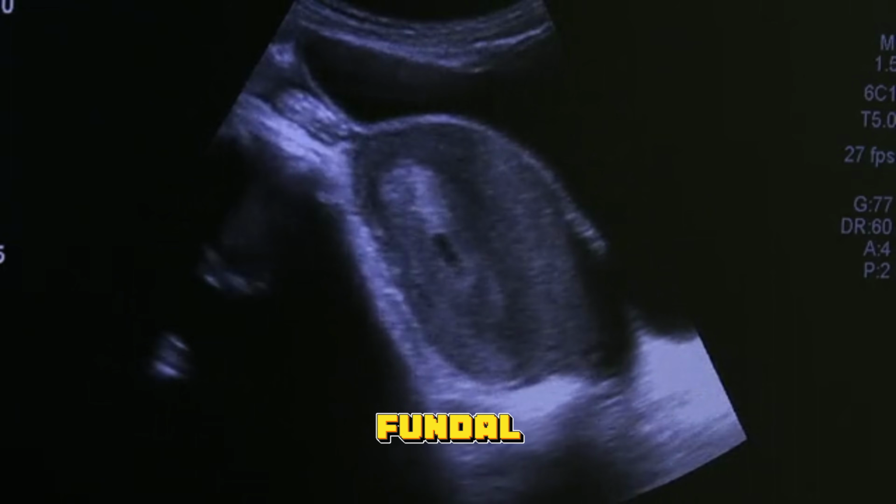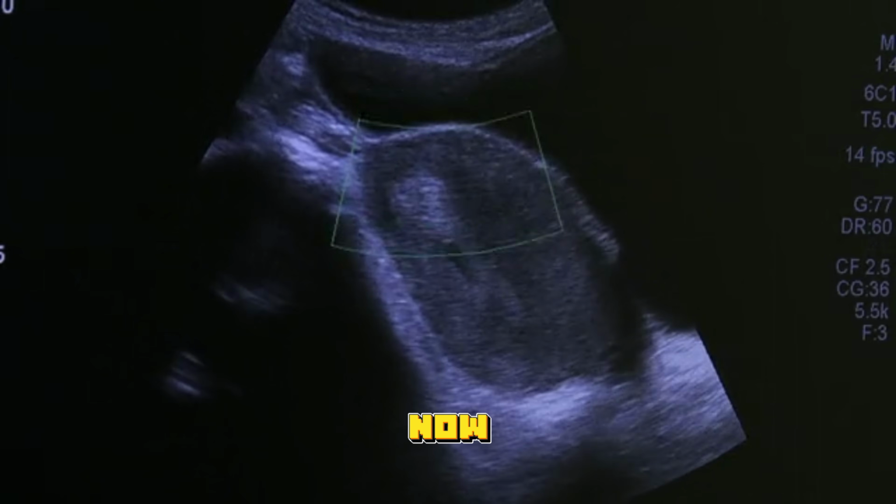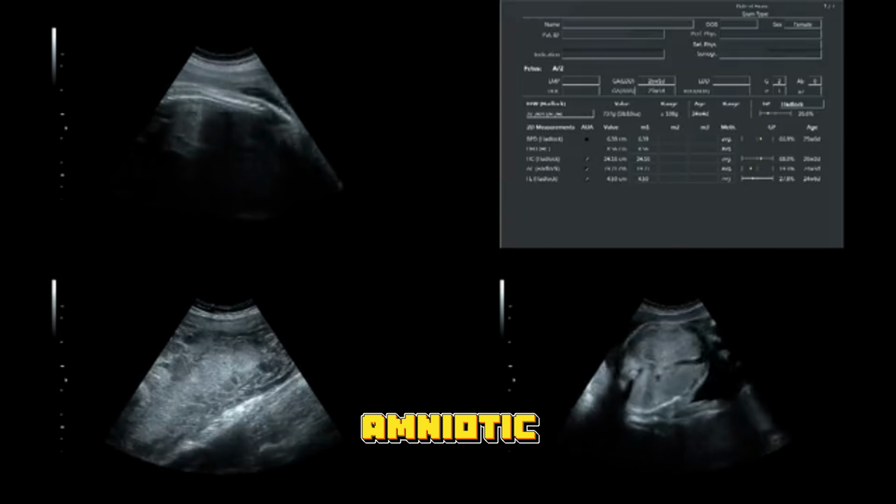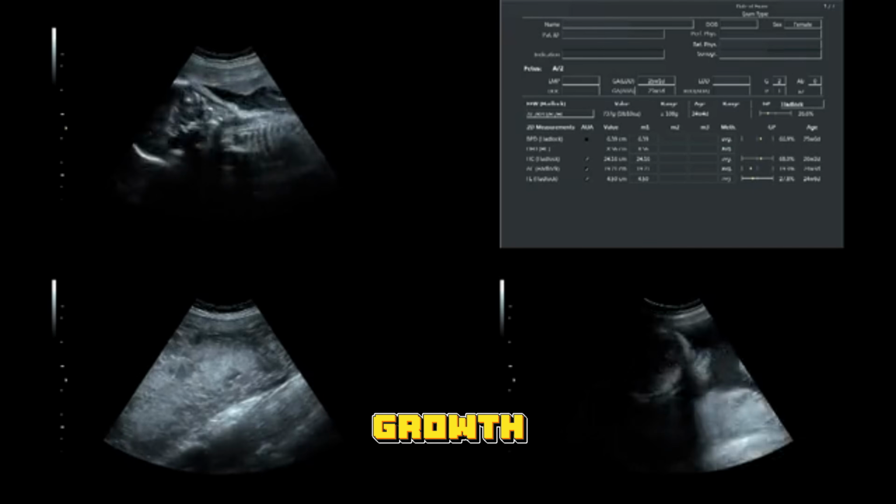Now, the purpose of measuring fundal height is to monitor fetal growth. By comparing the fundal height with the standard growth chart, we can estimate the amount of amniotic fluid around the baby and also detect any growth restriction early.